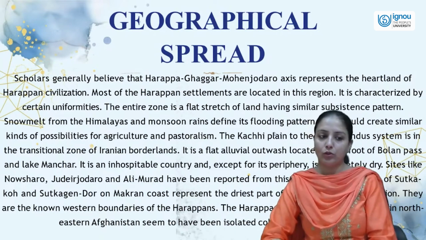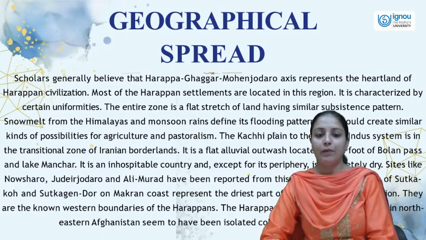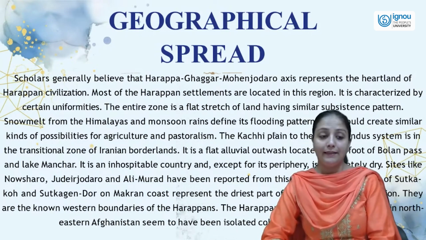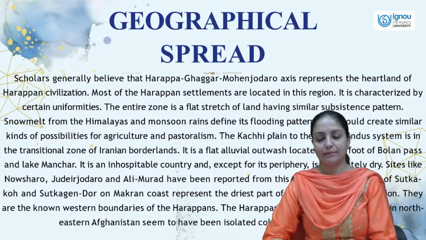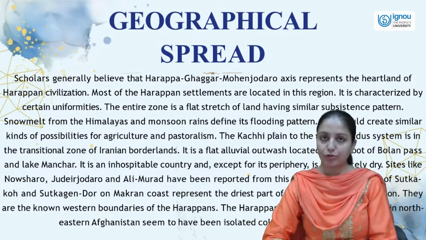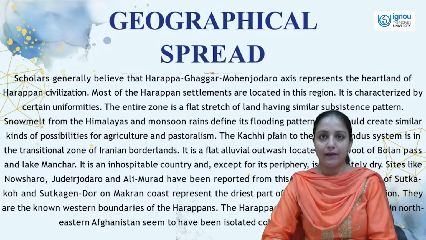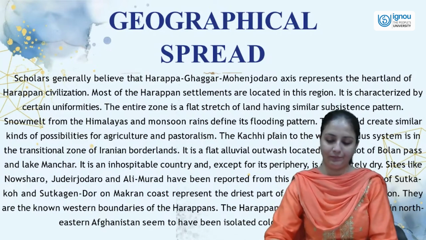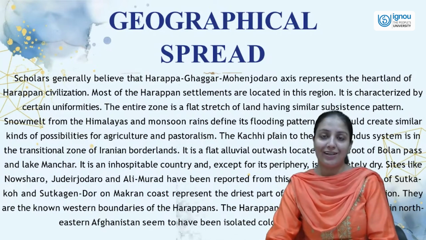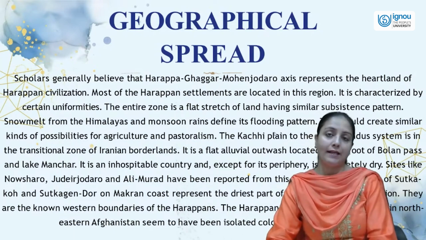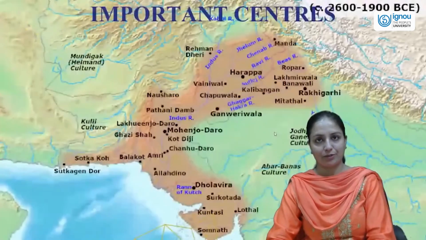The settlements of Sutkagen Dor, Sutkagan Dor and the Makran coast represent the driest part of the hilly Balochistan region. They are the known western boundaries of the Harappans. The Harappan settlements at Shortugai. Have you heard about Shortugai? Shortugai is at present in Afghanistan. Shortugai in northeastern Afghanistan seems to have been an isolated colony of Harappans. We have got some traces of canals from Shortugai in Afghanistan. That's why it is very famous in this chapter, Harappan Civilization.